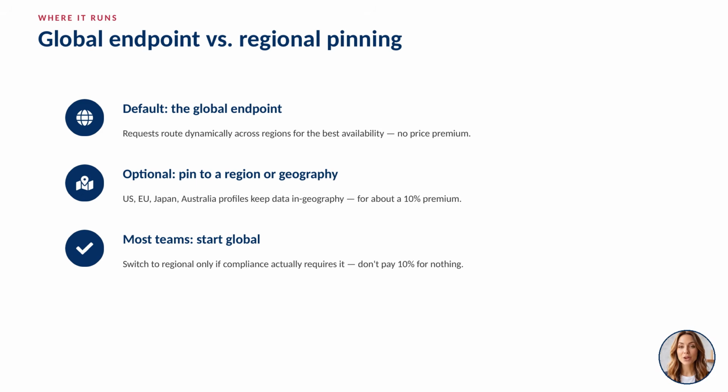One more piece of the "where does my data go" story. Endpoints. By default, Bedrock uses a global endpoint. Your requests route dynamically across regions for the best availability, at no extra cost. If compliance requires it, you can instead pin processing to a region or geography. There are profiles for the US, Europe, Japan, and Australia, and that guarantee costs about 10% extra. My advice for beginners? Start global. Only switch to regional pinning if your compliance team actually requires it. There's no reason to pay 10% for a guarantee nobody asked for.